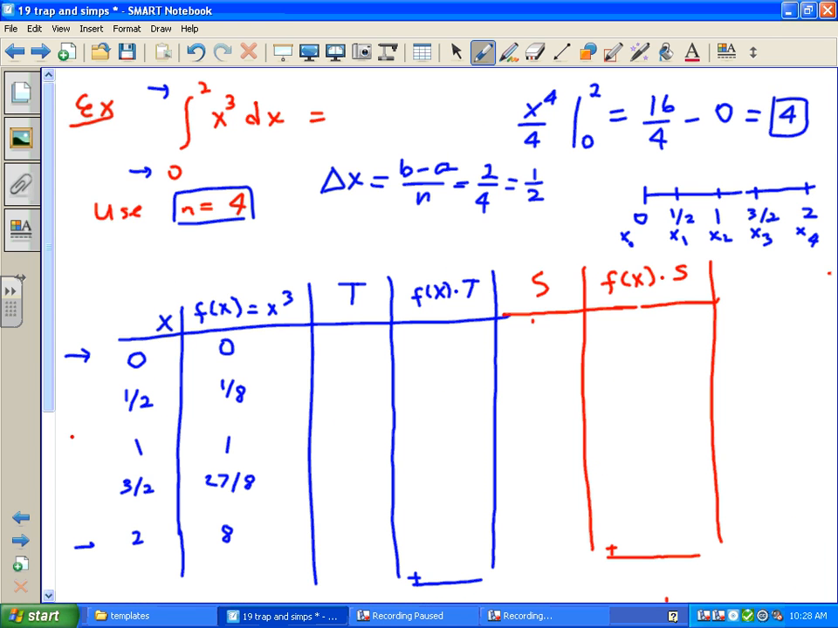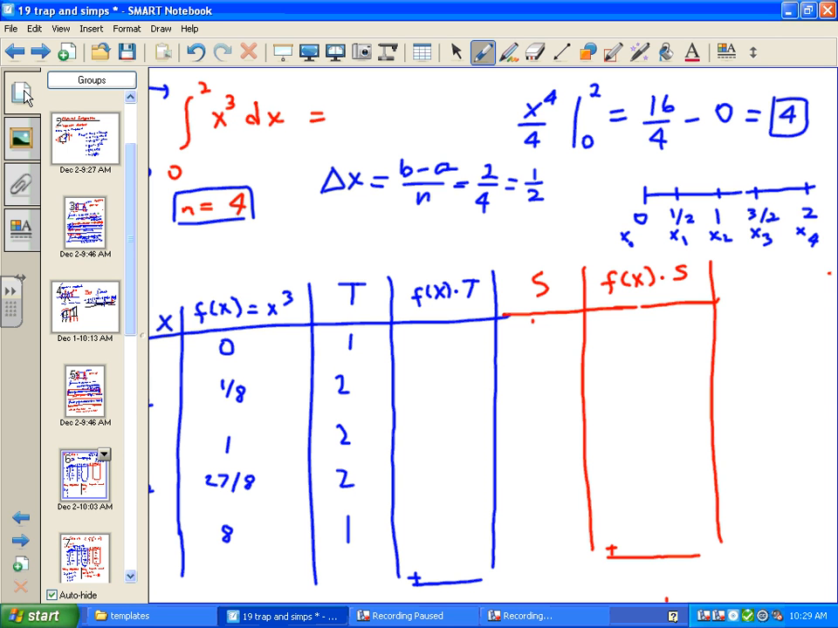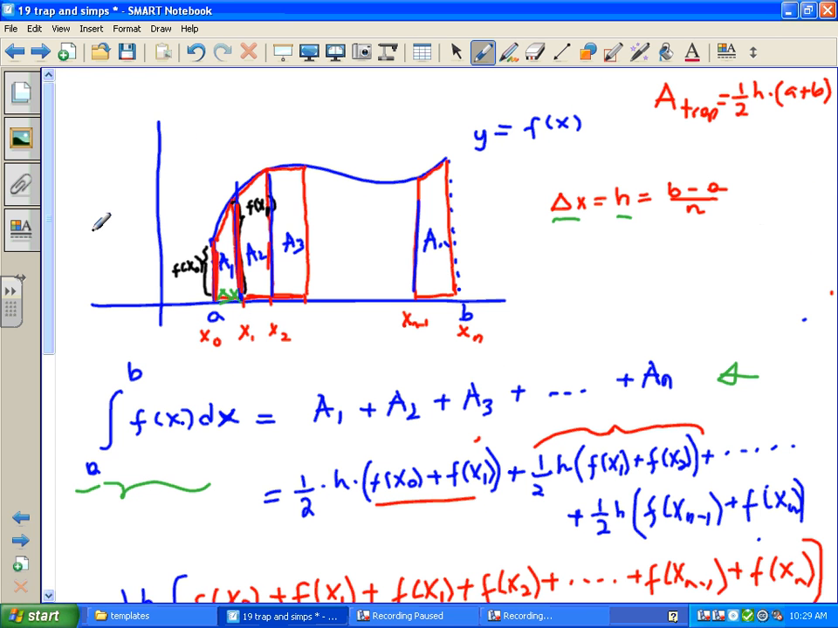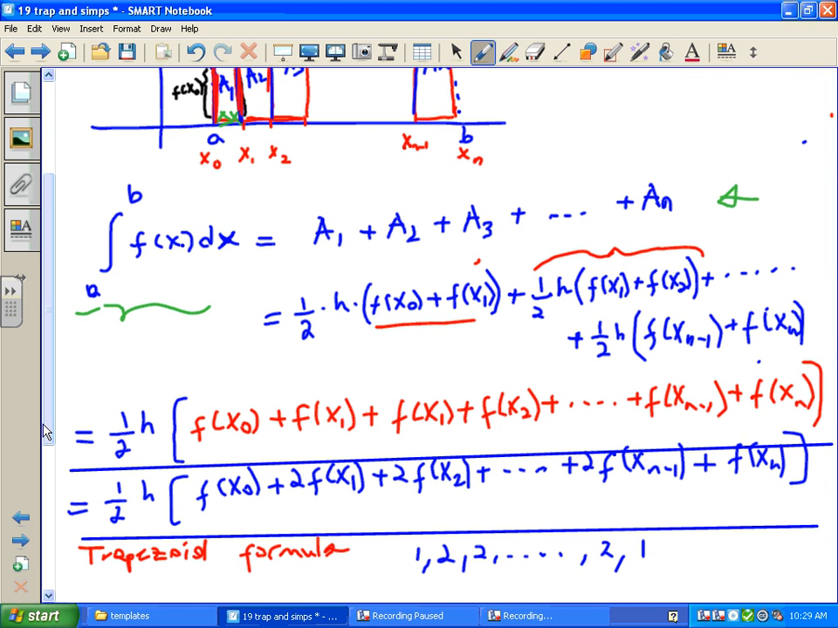Okay, now give me the trapezoid coefficients. The trapezoid coefficients, I use capital T for that: 1, 2, 2, 2, and the last one will be a 1, right? So you start with a 1, you have 2's everywhere in between, and you end up with a 1, right? Okay, so if I'm going to be applying the trapezoid method, again, let's look back to that formula, the trapezoid method formula, which is right here.